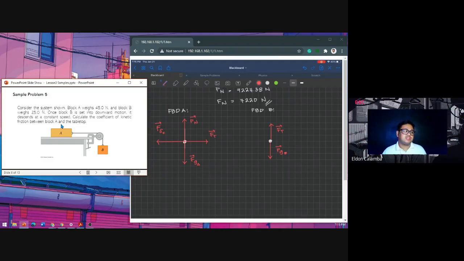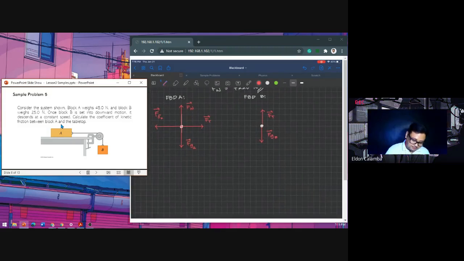Paano natin nasabi yan siya na first law? First law yan siya because context clues ito ha. Once block B is set into downward motion, it descends at a constant speed. Constant speed, the speed is not changing, acceleration should be equal to zero. So it should be obeying first law of motion. Okay? So first law. Summation of forces equal to zero.